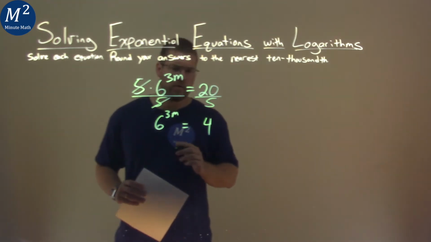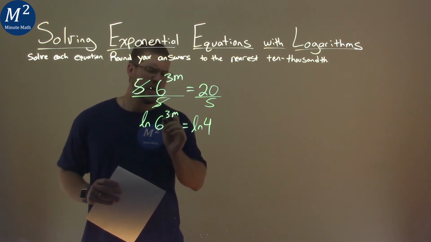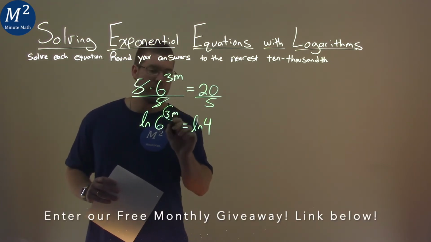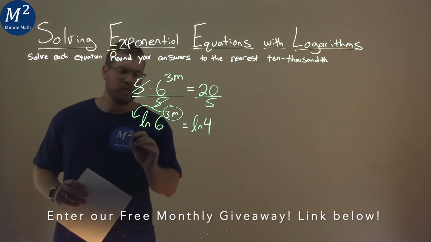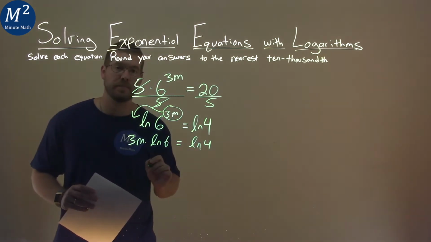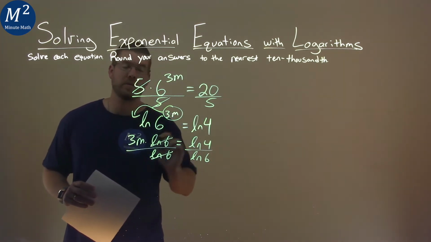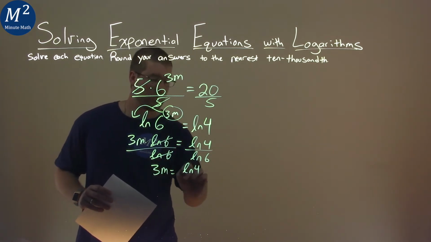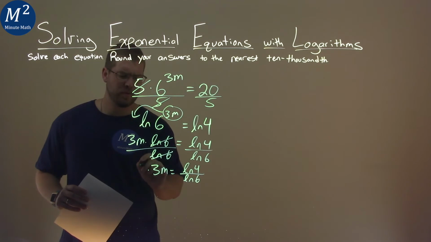Now, our rules of logarithms state that we can take the log of both sides. So we take the natural log of both sides, make it easier. And we have natural log of 6 to the 3m is equal to natural log of 4. With that being said, our exponent, 3m, the power, can come out front with multiplication. So we have 3m now times natural log of 6 is equal to natural log of 4. From there, divide both sides by natural log of 6. Natural log of 6 cancels, and we're left with 3m is equal to natural log of 4 over natural log of 6. I then can get rid of this 3 by multiplying both sides by 1/3.